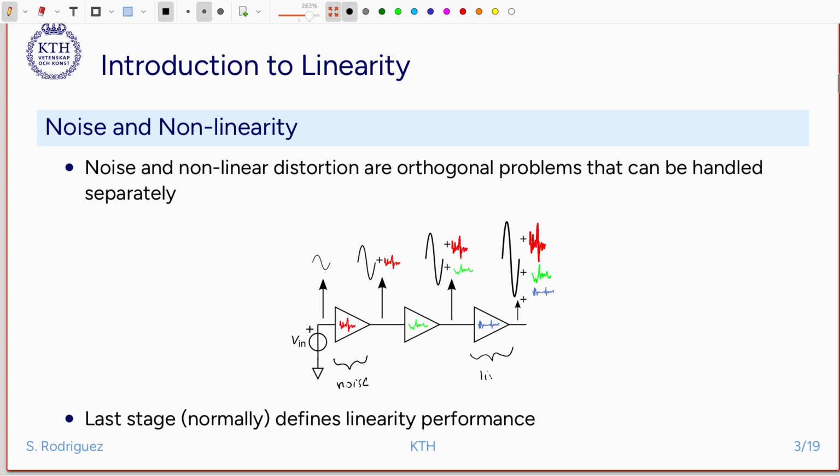So linearity is basically dependent on the last stage. All the stages will have some nonlinearity, but normally it is the last stage that is much more affected by nonlinearities. So this is the one that we are going to put a lot of effort into during design.